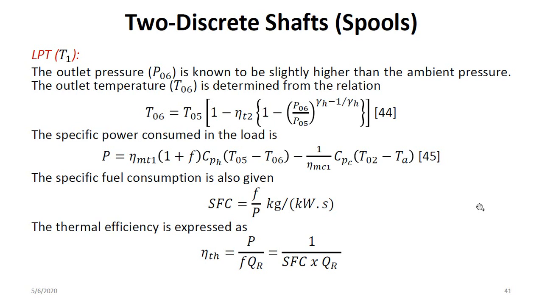Then we go to the low pressure turbine, which is T1 in our case. The outlet pressure, P06, is known to be slightly higher than the ambient pressure. Then the outlet temperature is determined from this equation. So this equation, eta T2 is the turbine efficiency, and I think everything else is the same.